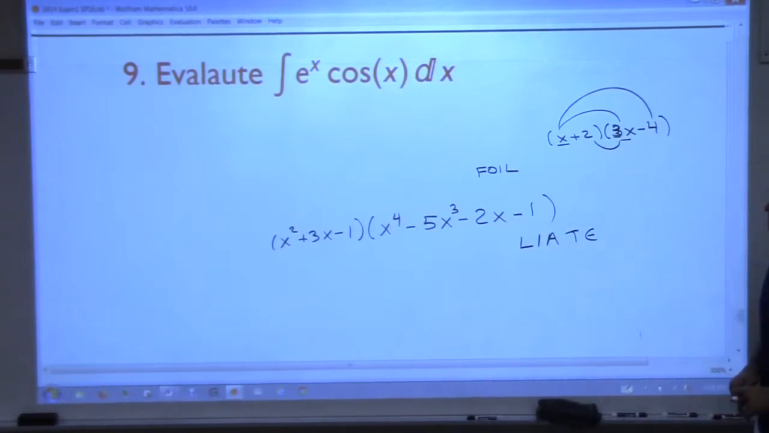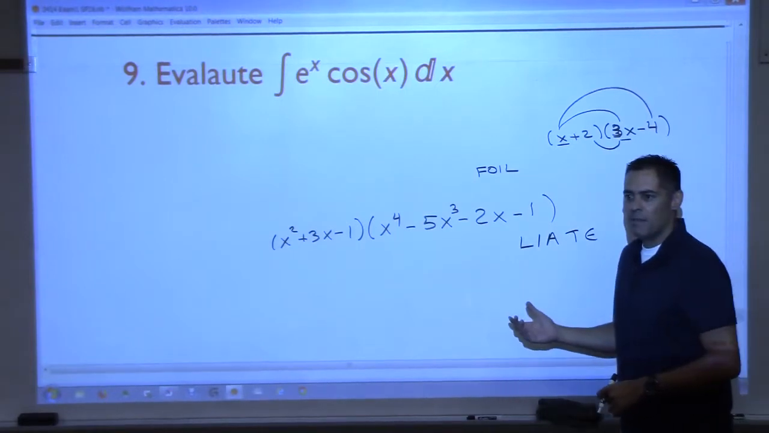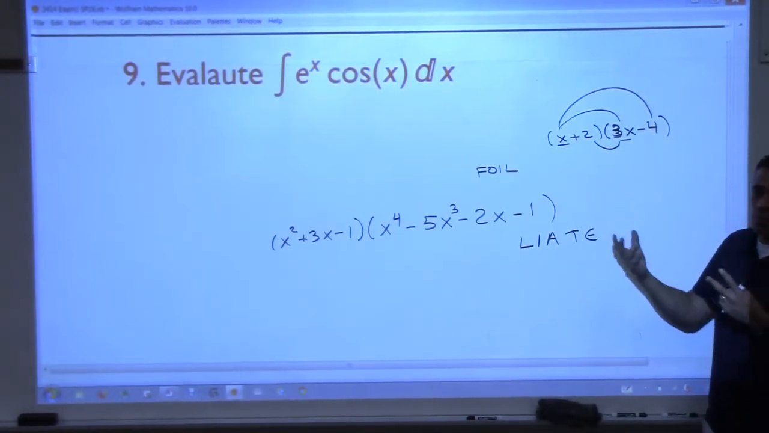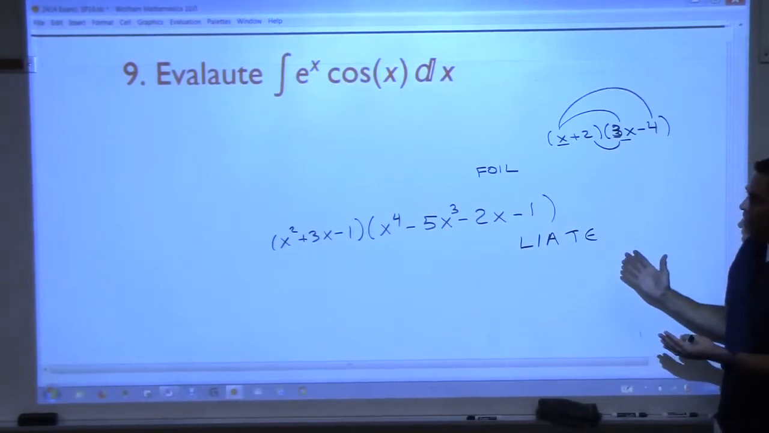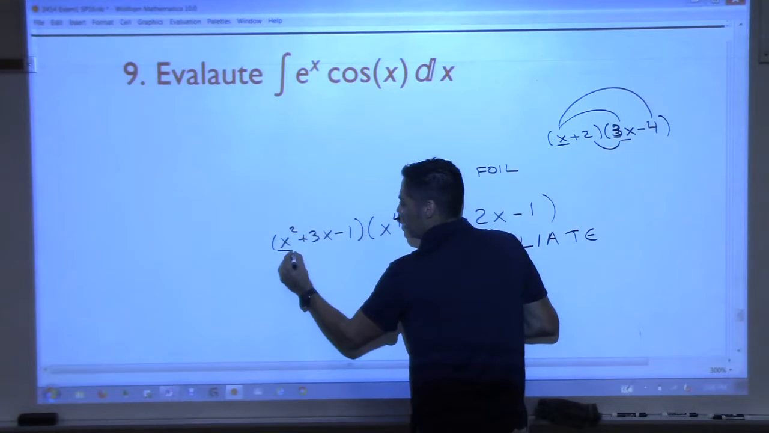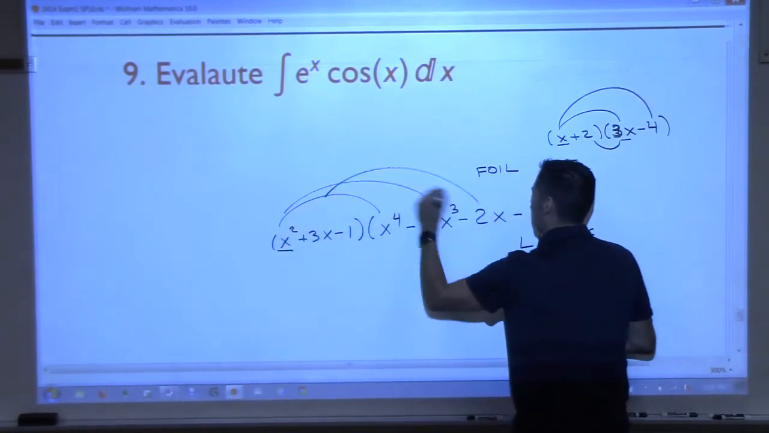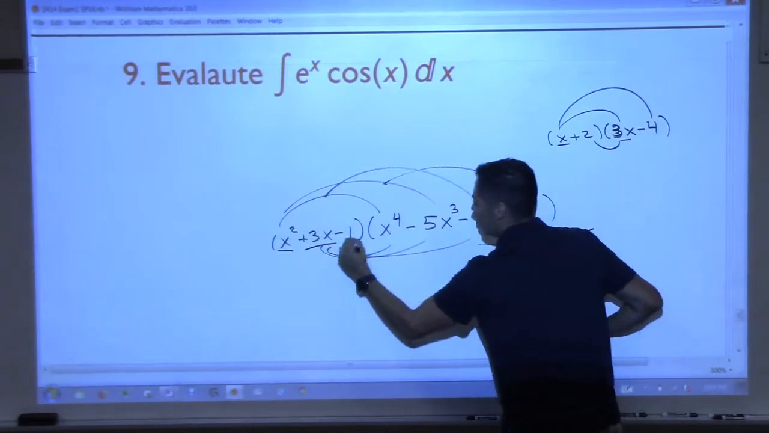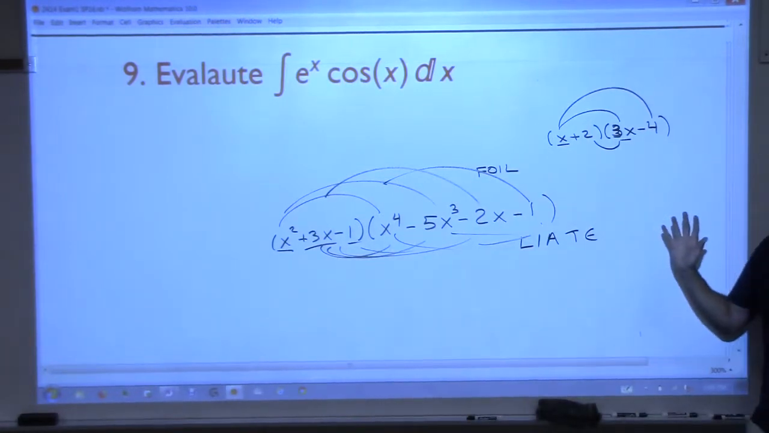that, then FOIL goes away, right? You can't FOIL this. And if you didn't understand what expanding polynomials really was, like the process, then FOIL fails you, right? So the process is this gets distributed to each term. Then this gets distributed to each term. And then this gets distributed to each term. And that's it, you're done.